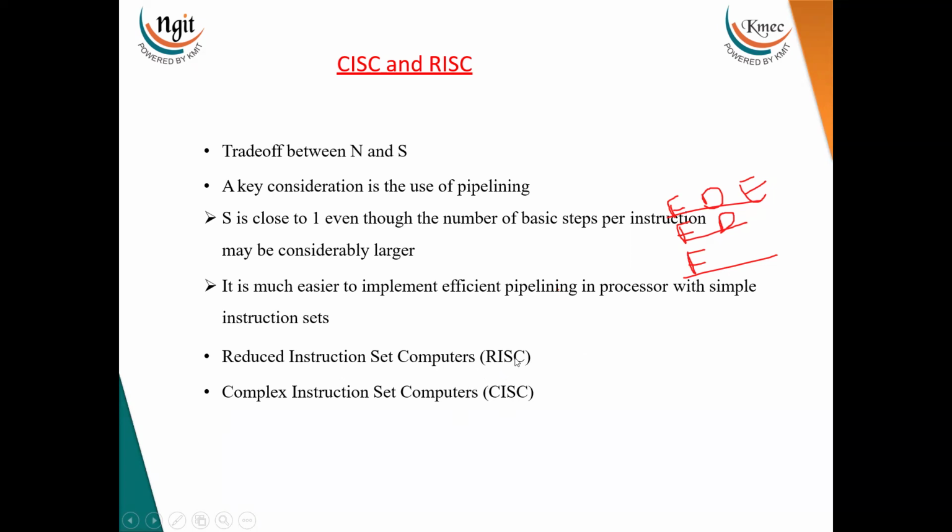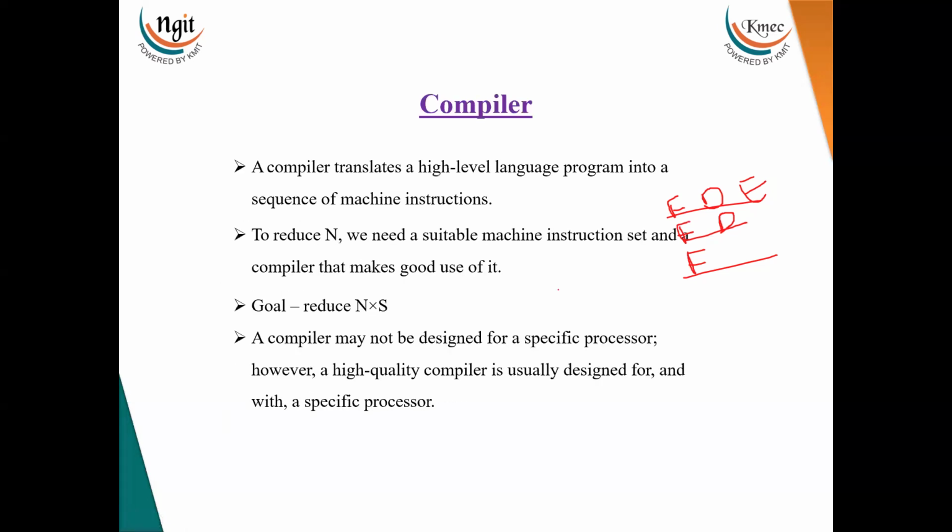Now, if I choose the RISC along with the pipeline concept, already we have seen the pipeline concept. If we use the pipeline concept, we can achieve S equal to 1. Though the basic number of steps are increasing in a RISC, by introducing the pipeline concept, we can achieve S equal to 1. If the number of instructions is less, then overall the T is reduced.